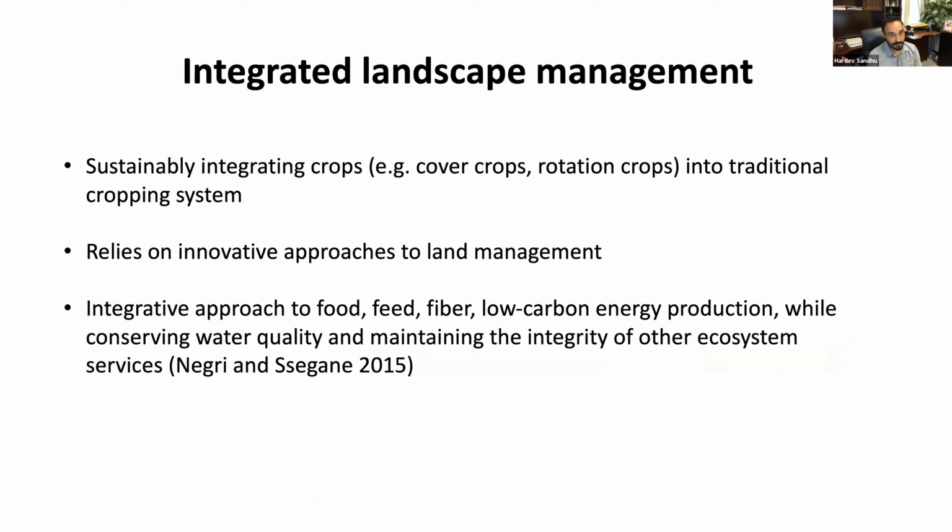So, in integrated landscape management, we sustainably integrate crops, for example bioenergy crops, cover crops, or rotation crops, into our traditional cropping system. That all relies on innovative approaches to land management, which depend more on precision ag technologies. This integrated approach to food, feed, fiber, and low carbon energy production can conserve water quality while maintaining the integrity of other ecosystem services.